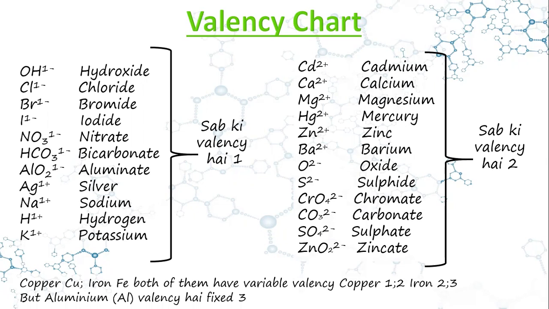OH hydroxide, Cl chloride, Br bromide, I iodide, NO3 nitrate, HCO3 bicarbonate, AlO2 aluminate, Ag silver, Na sodium, H hydrogen, K potassium. All of them have valency 1.